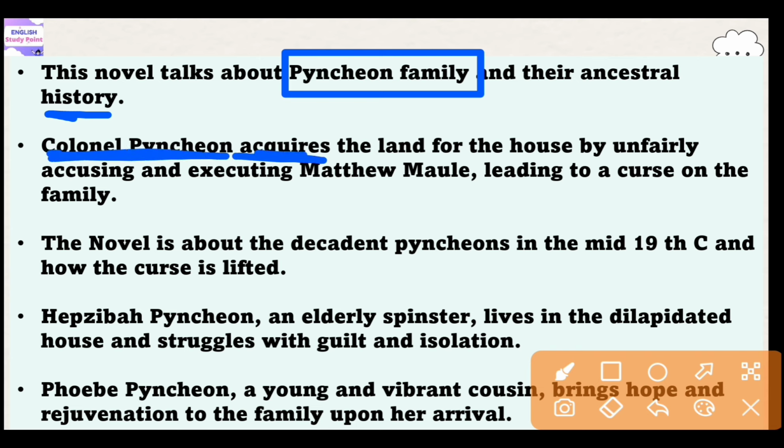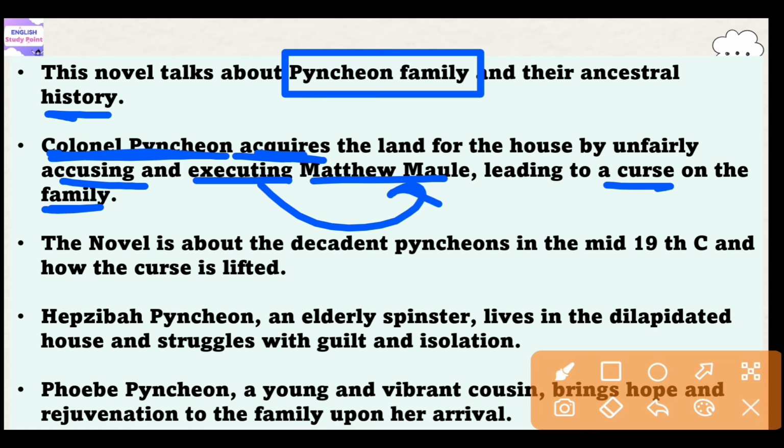He forcibly acquires the land for the house by unfairly accusing and executing Matthew Maule, which leads to a curse on the family. What this meant is that he tried to forcibly take possession of a land which is situated in New England, and that land was also owned by Matthew Maule. So when this man, Colonel Pynchon, became so powerful, he tried to forcibly capture land which is already owned by Matthew Maule. As a result, before his death, Matthew Maule cursed the Pynchon family.